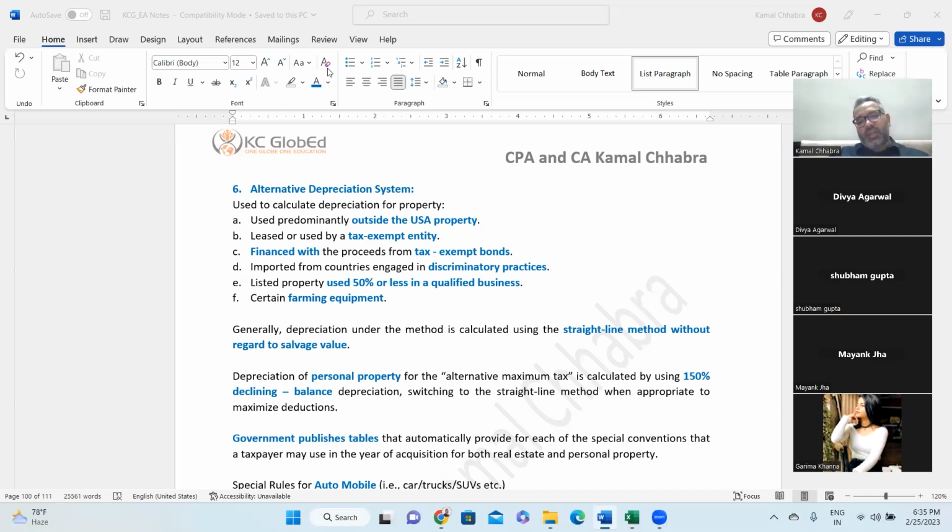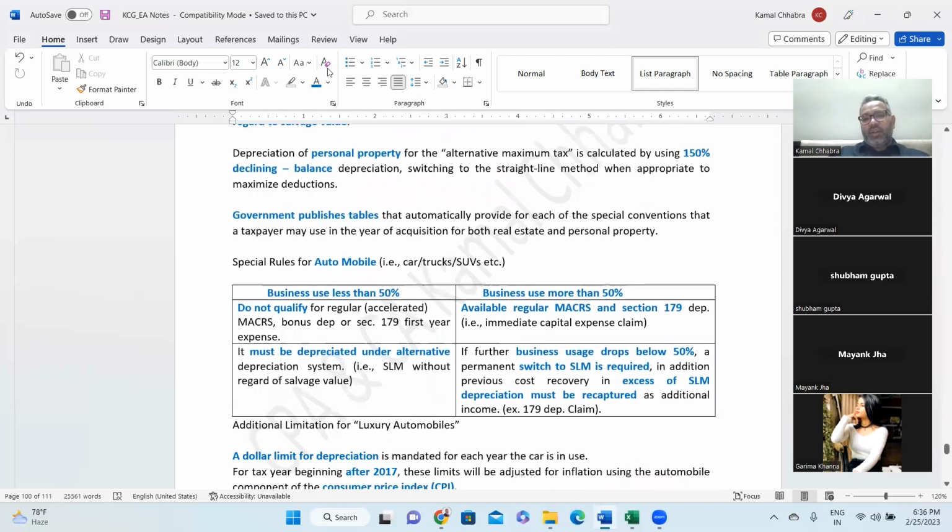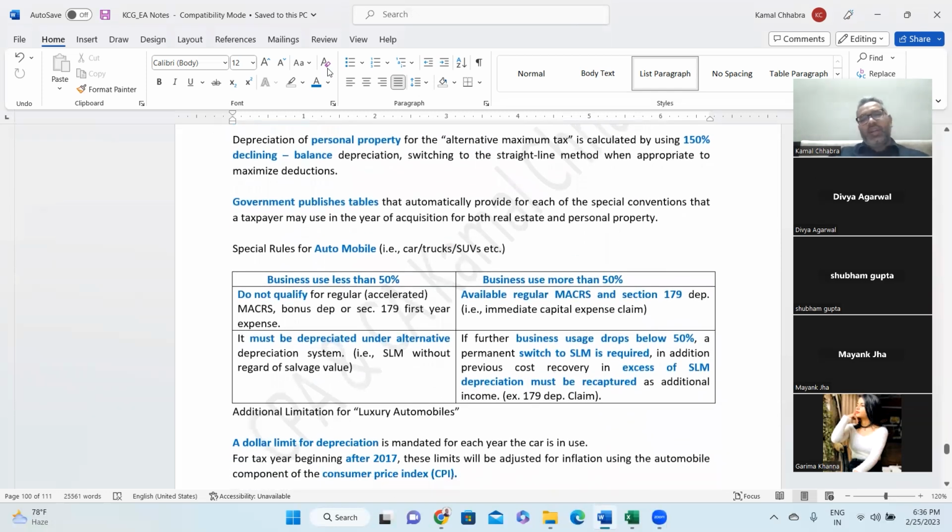Generally, depreciation under the method is calculated using the straight line method without regard to the salvage value. So that is very common for tax purposes. Whenever you are using tax depreciation, salvage value is not considered. Generally, tax depreciation is on the entire value of the asset, whereas book depreciation considers the reduction of salvage value. That's generally the difference between book depreciation and tax depreciation.